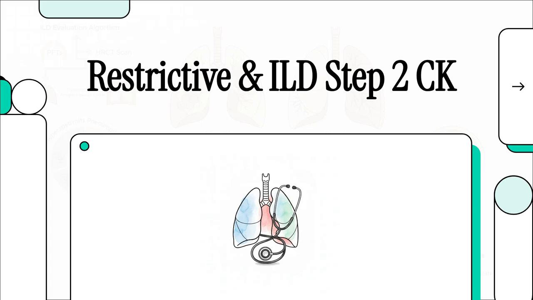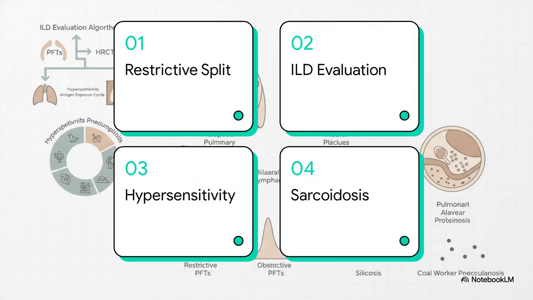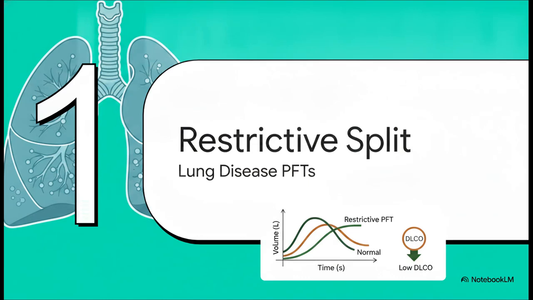Let's dive right into the diagnostic algorithm for restrictive and interstitial lung diseases. Our priority in this explainer is the exact next best step clinical logic you need for Step 2 CK. We'll systematically break down the restrictive split, walk through ILD evaluation, and then zero in on hypersensitivity pneumonitis and sarcoidosis. Starting with the restrictive lung disease split.